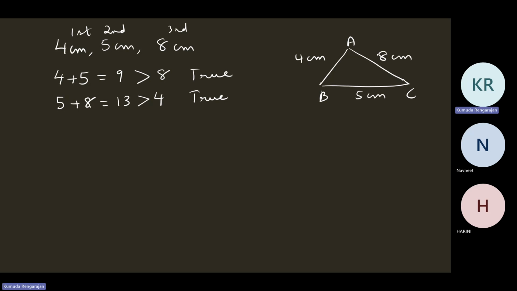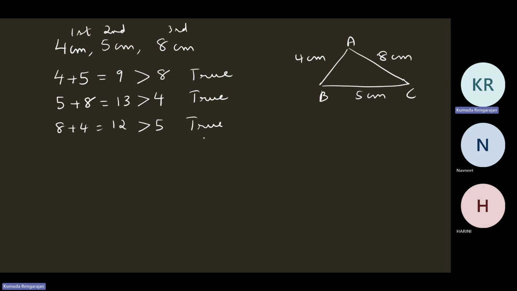So we finished the sum of the first side and the second side, and the second side and the third side. Now the third side and the first side. So you can write 4 plus 8 or 8 plus 4 is 12. So the sum of the third side and the first side is 12. And that should be greater than the second side. Yes, 12 is greater than 5. So it's true in all the three cases. These are the three cases you can work, and you must get a true everywhere.